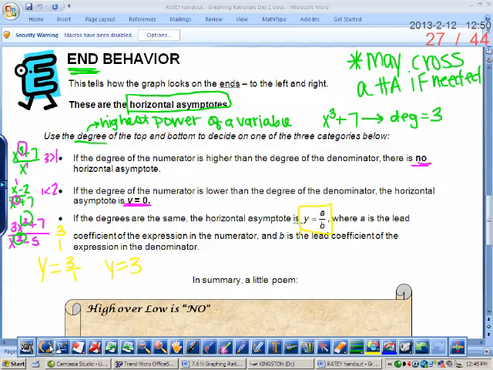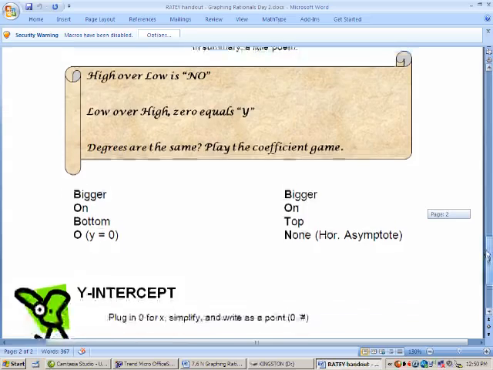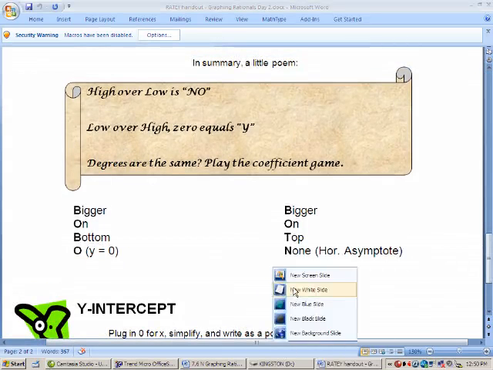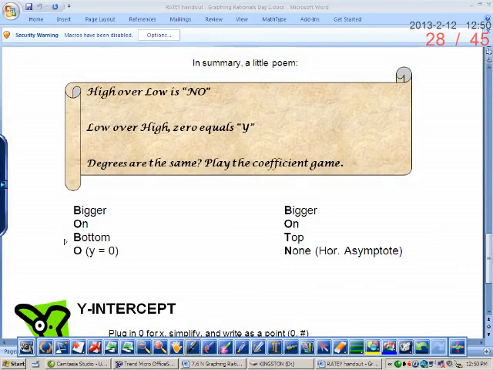Okay? Couple different ways to remember the end behavior rules, whichever one makes sense to you. There's BOBO, which means if the degree is bigger on the bottom, it's O, y equals 0. Okay? If the degree is bigger on top, there's none. There's no horizontal asymptote. So BOBO and BOTN, okay?